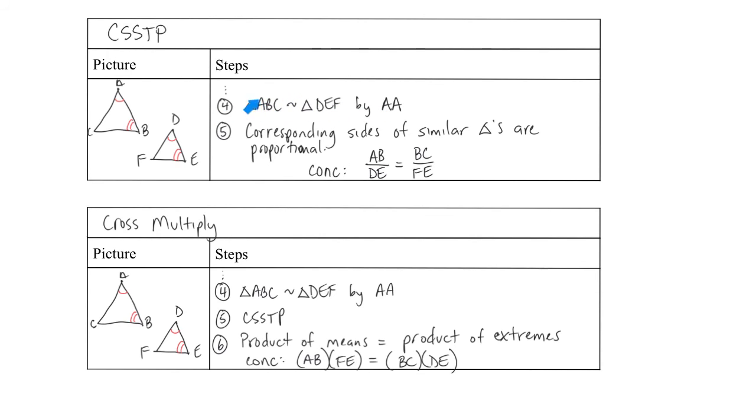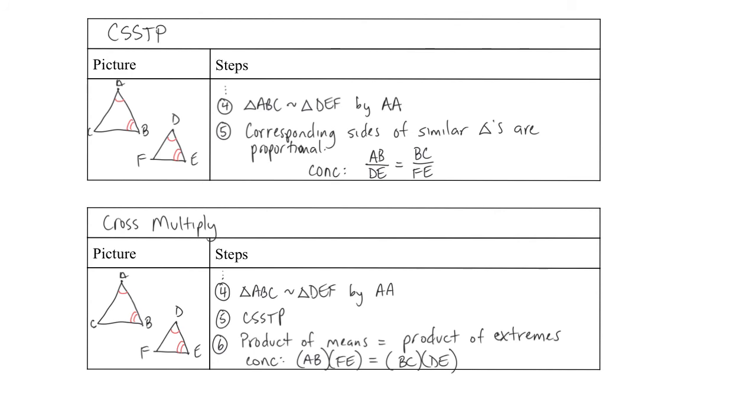A medium difficulty proof would ask you to go an additional step and say corresponding sides of similar triangles are proportional, and then your conclusion is going to be a proportion. And the highest level of proof is going to ask you to do this step too. So you're going to prove the triangles are similar, you're going to have the CSSTP step just like this, and then you're going to have a step that says product of the means equals product of the extremes, and your conclusion looks something like this.